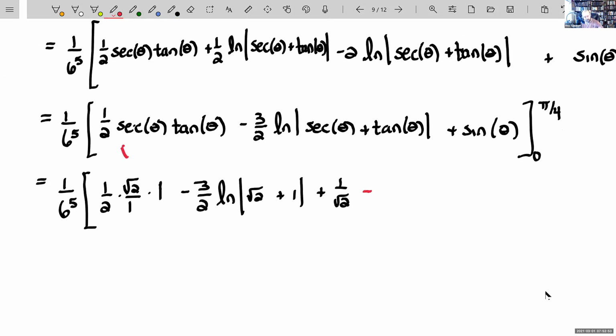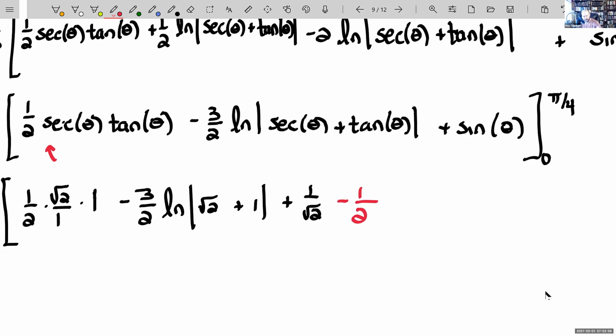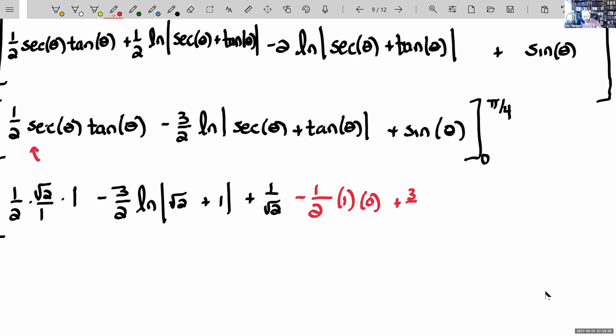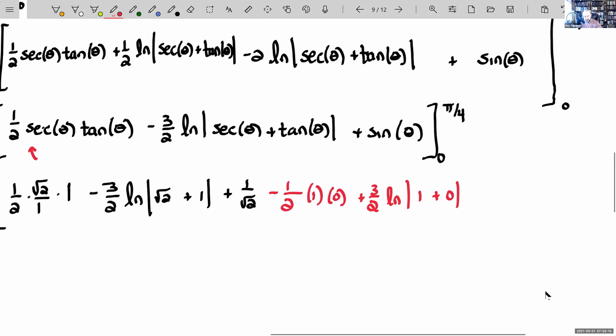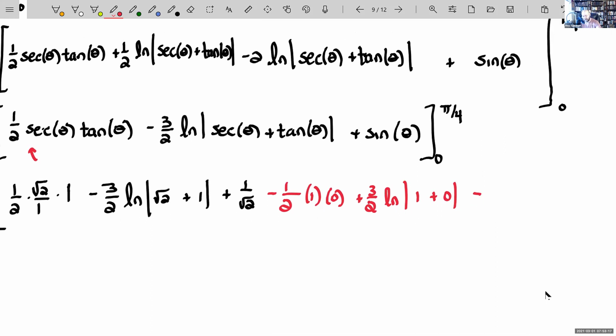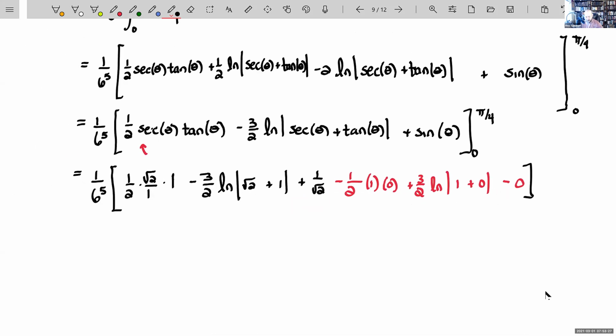Minus, so I'm starting to do all the subtractions here. Minus 1/2. Secant of 0, well, that's 1. Tangent of 0 is 0, though. So that goes. Plus 3/2 natural log, absolute value, secant of 0, again, is 1, plus tangent of 0 is 0. And the natural log of 1 is 0. So that disappears as well. And then finally, minus the sine of 0, which we know is 0. So I'm just going to write a 0. All right. So basically, all the ink in red is zeroed out.